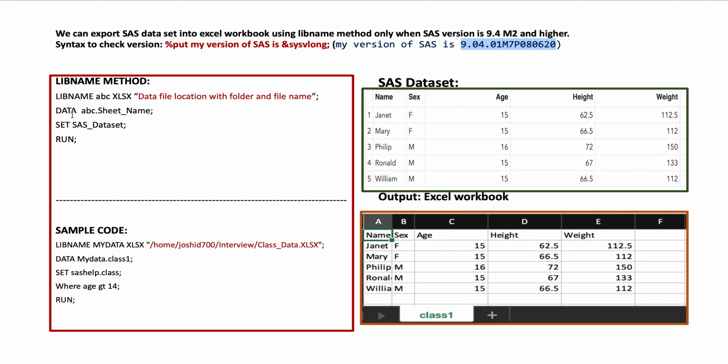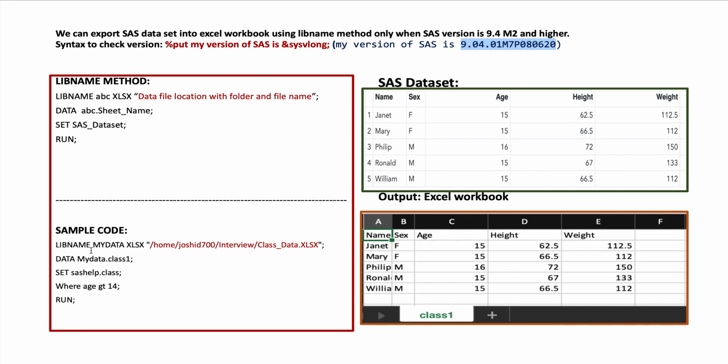Next, data ABC, that means library name dot sheet name. That means where we are going to export data. That is the worksheet name. Next, set SAS dataset. That means it is the source of the data. That means data source. This data is going to export into an Excel worksheet, and run. A sample code is given here.